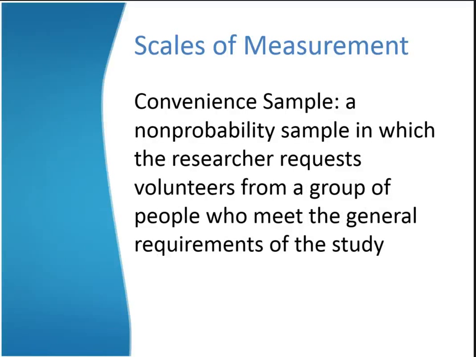So we talked about random samples in the last section, but a convenience sample is probably what most of us have actually called random samples up to this point. And a convenience sample is a non-probability sample in which the researcher requests volunteers from a group of people who meet the general requirements of the study.